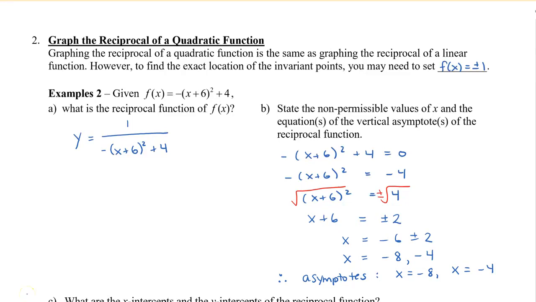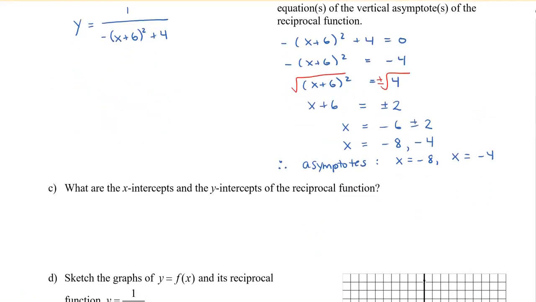To get a better idea of what our graph looks like, let's also find our intercepts. For our x-intercepts, because the graph is a reciprocal, and we know from before that the graph will not hit the x-axis, there actually won't be any x-intercepts. So for x-intercepts, there are none.